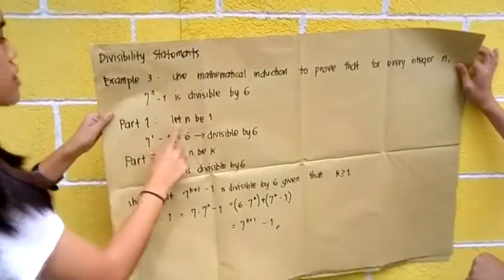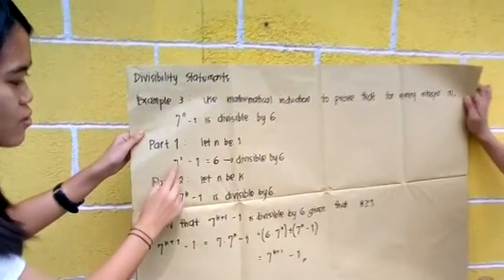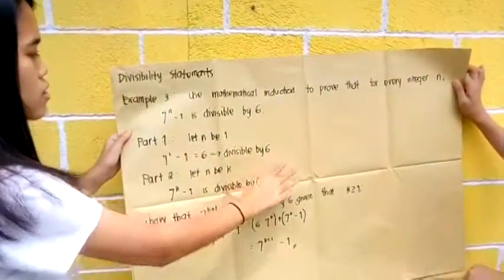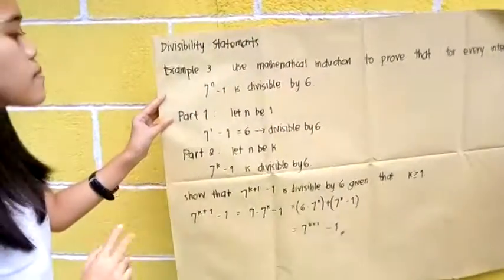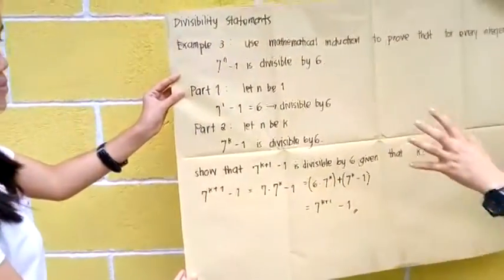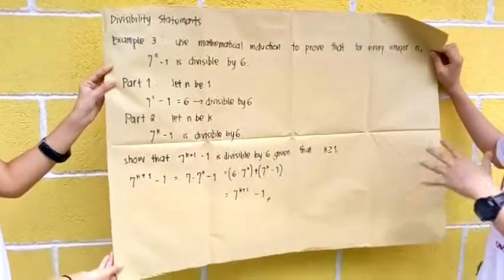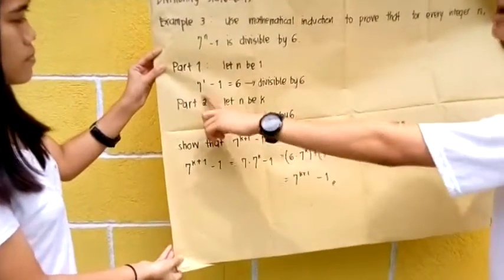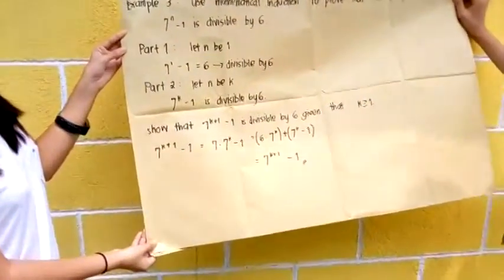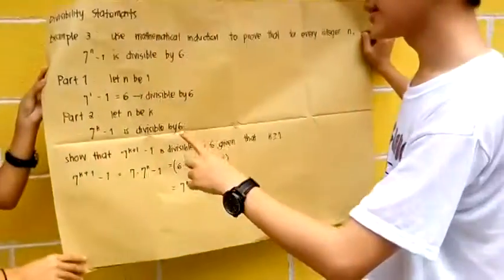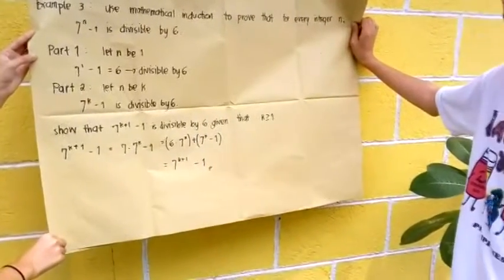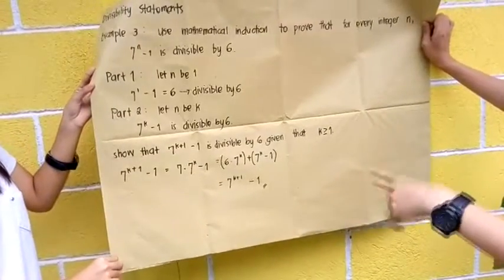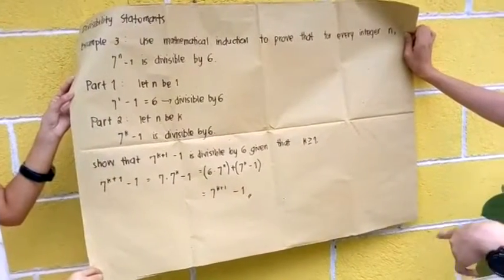So, the first step is to let n be 1. If we raise 7 to 1, minus 1, it is equal to 6. Therefore, it is divisible by 6. The next step is to let n be k. 7 raised to k minus 1 is divisible by 6. Now, we have to show that 7 raised to k plus 1 minus 1 is divisible by 6, given that k is greater than or equal to 1.